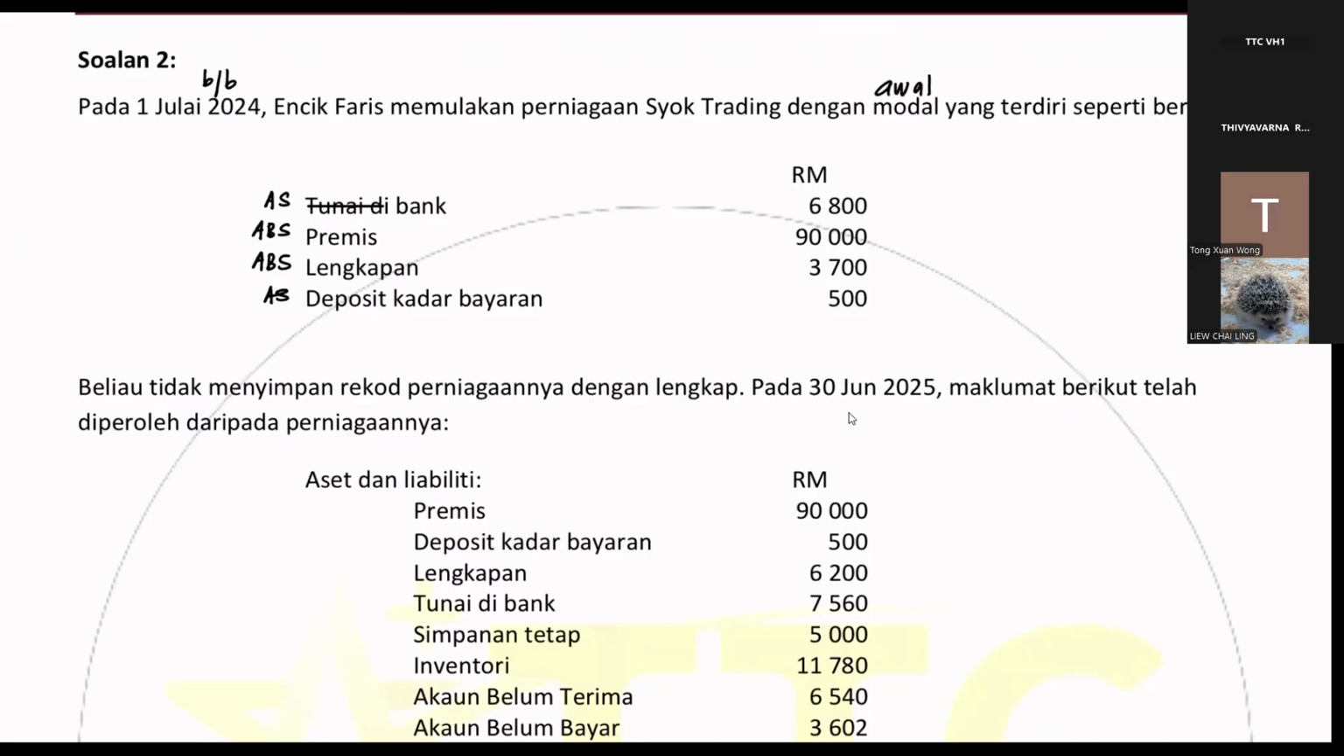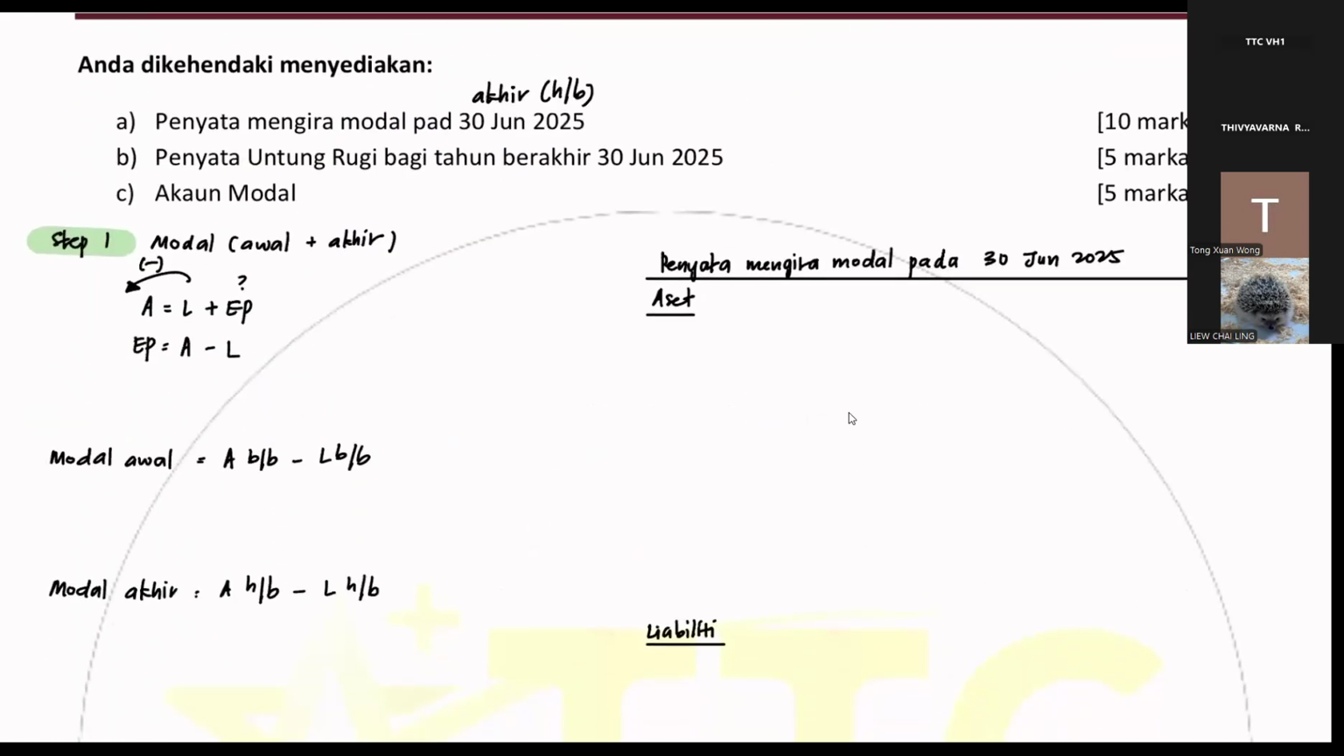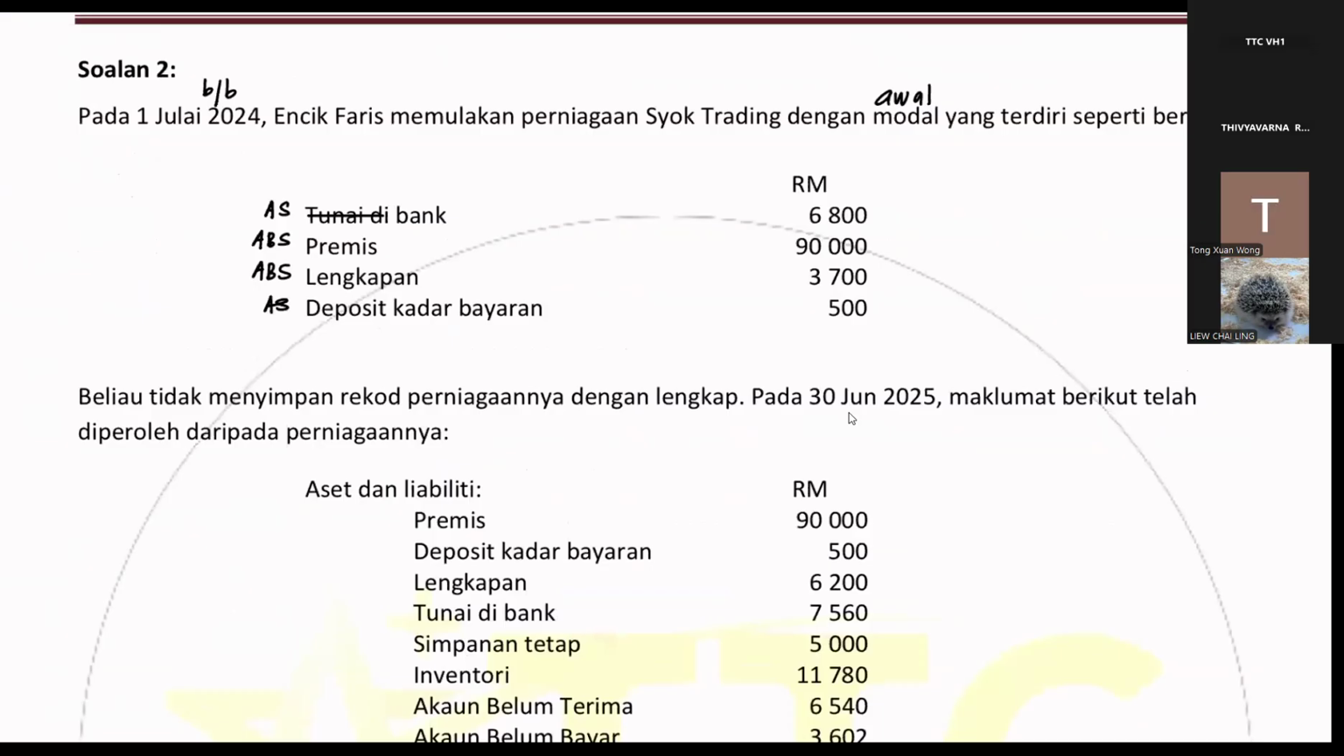And just now we mentioned that the formula of modal awal is to take your asset BB minus liability BB, right? Then we have all the asset BB already, but liability is missing. It's fine because it is a new company, a new business. Maybe there's no liability yet. So what you're going to do is just total up everything to get your modal awal. And you should get 101,000.